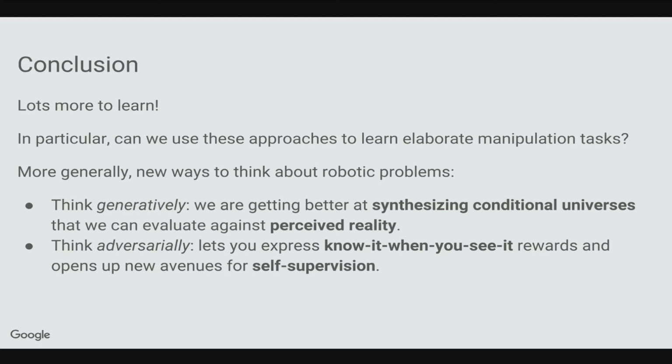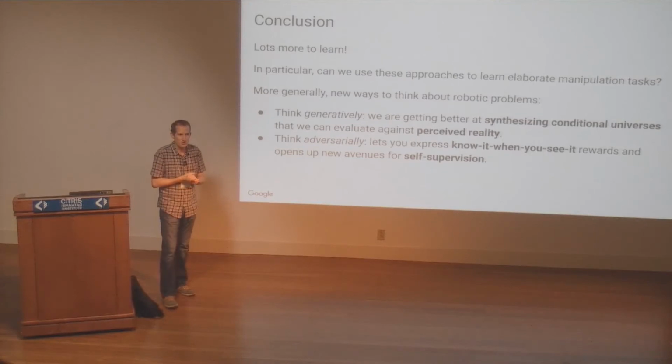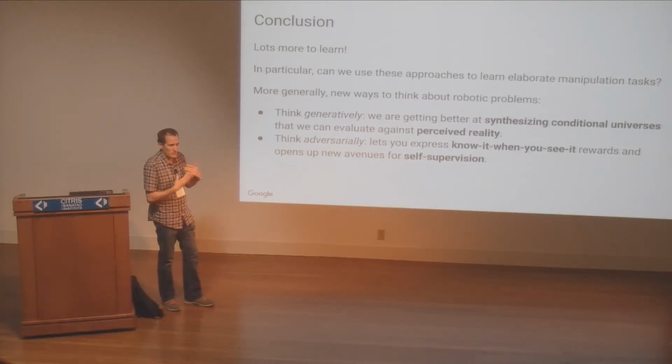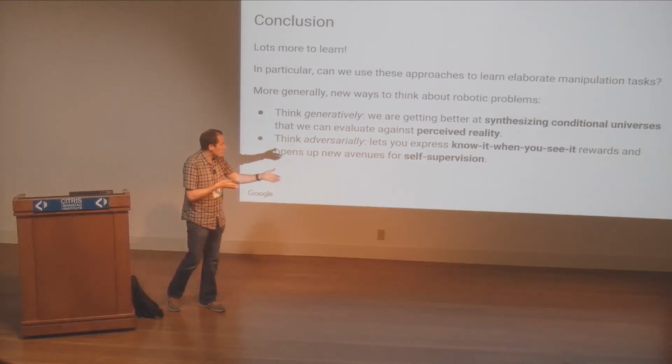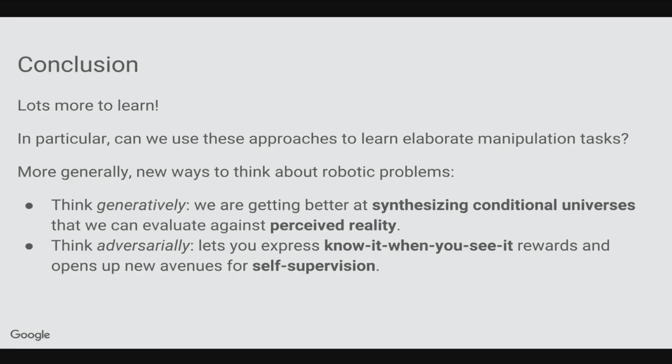The more general message that I had was that there are new things that we can do with generative and adversarial setups. Thinking generatively is very interesting and very new, and there might be ways of using it to basically synthesize conditional universes and visualize in the robot's mind what the future might look like, and use that as a way of solving robotics problems. And then thinking adversarially is also very interesting because it enables you to express problems that don't necessarily lend themselves to good rewards. Right? It's things where you know it when you see it is the general gist of the kind of problems that can be solved using an adversarial setup.